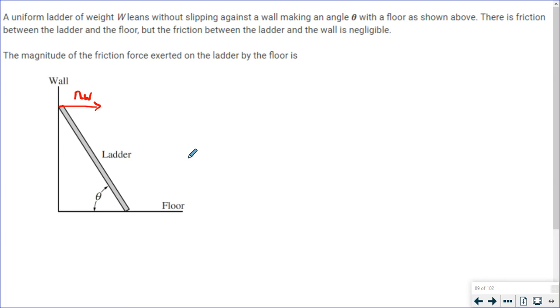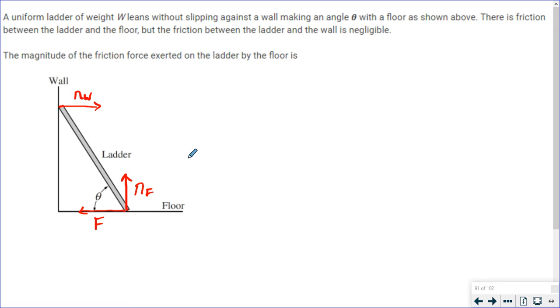The wall has to have a normal force, but it can't have a friction force acting on it because the problem says that it's frictionless. The only other horizontal force would be that friction force on the bottom of it. So those two forces have to be equal to each other if it's going to be in static equilibrium and not move. And so that's what it means by saying without slipping.